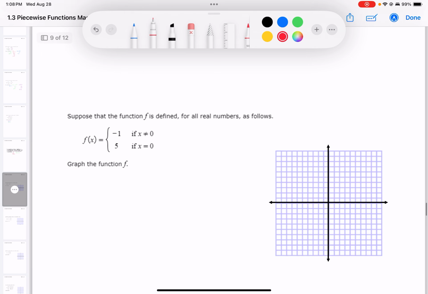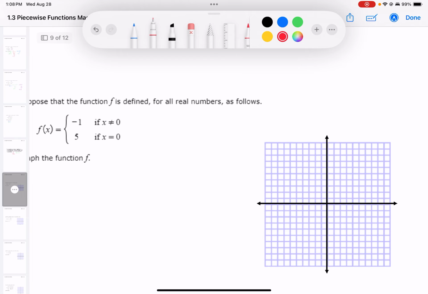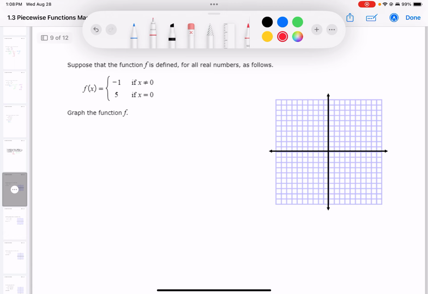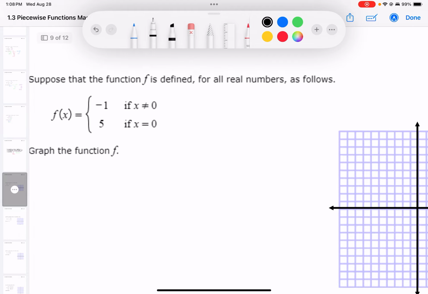Okay, suppose the function is undefined if x is equal to 0, so left to right, if x is equal to 0, or if x is not equal to 0. I'm going to get a little bit thicker of a marker, so you can see this a little better.